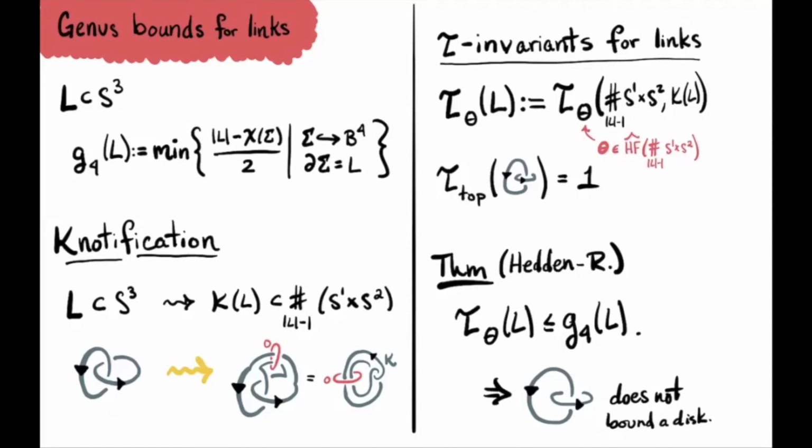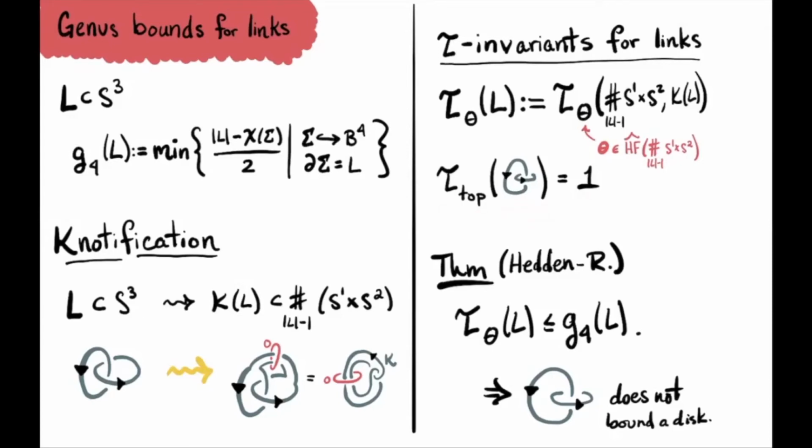Okay, so how do we define tau invariants for links? Well, we'll just say that tau theta of L is tau theta of the knotified link in some number of copies of S1 cross S2, and we get a tau invariant for every element of HF hat of this number of copies of S1 cross S2. So in particular for our Hopf link, we get that tau top is equal to 1.